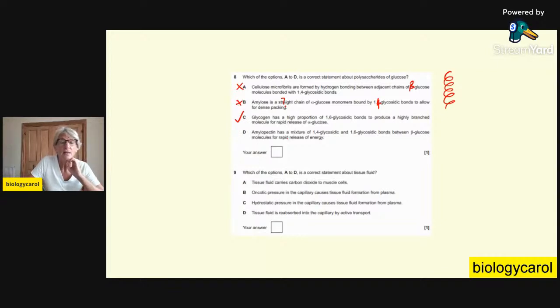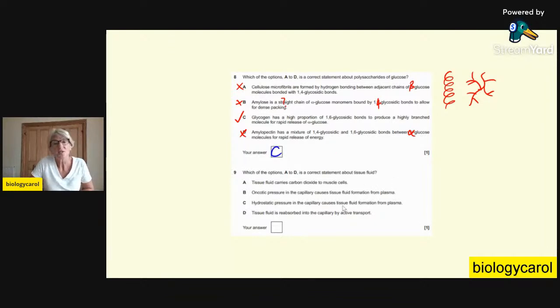Absolutely true, yeah. D, amylopectin, this is the other starch molecule, which is a little bit branched, but not too much. Amylopectin is a mixture of 1,4-glycosidic and 1,6-glycosidic bonds between beta glucose molecules for rapid release of energy. Well, this is the bit that isn't correct at all. So it is C. And yeah.